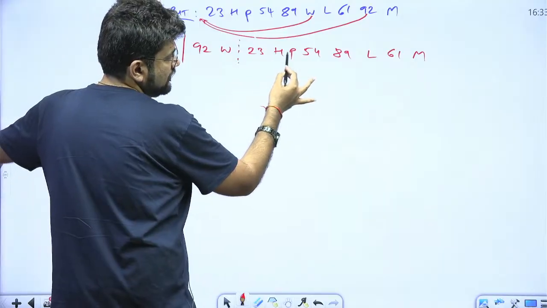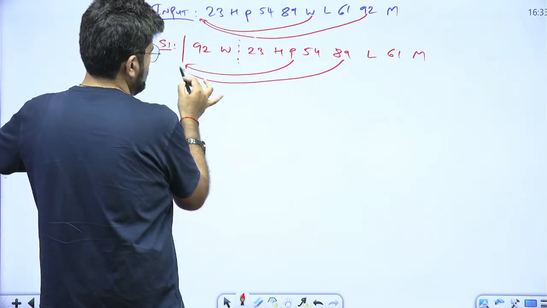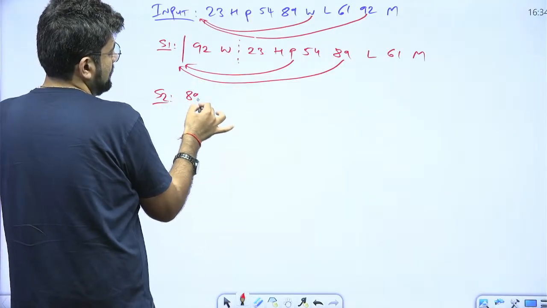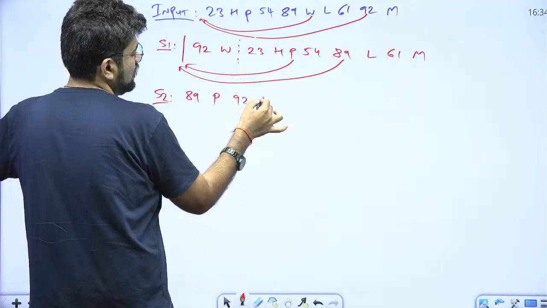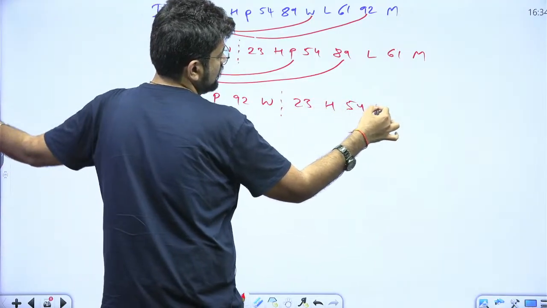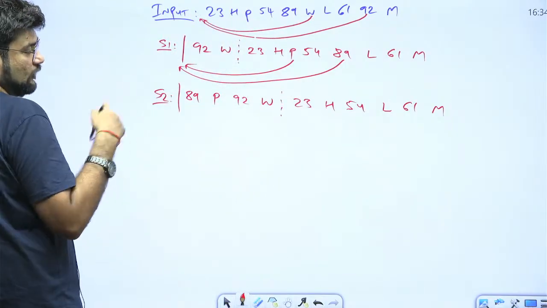Now the next number is 89 and the next word is what? So next word will be, this is 16. So 16 will go here and 89 will go in the front. Correct? So step 2 will be 89P 92W 23H 54L61M. Okay.